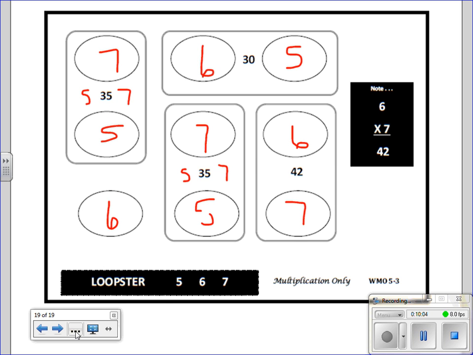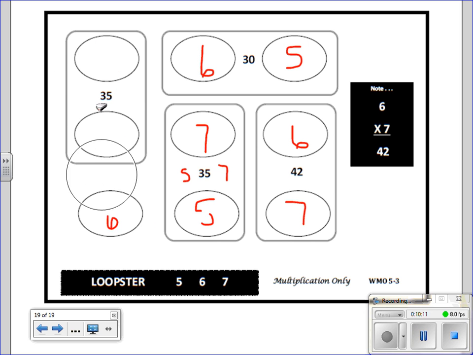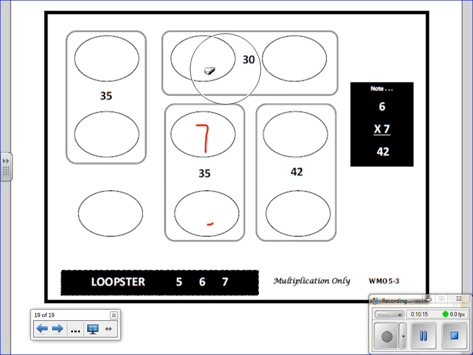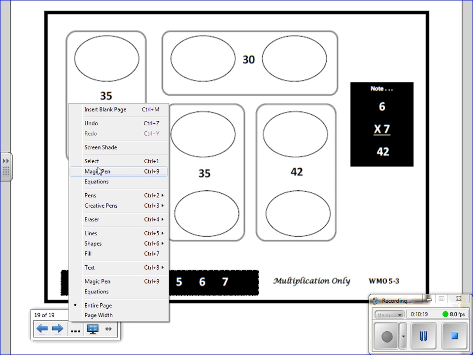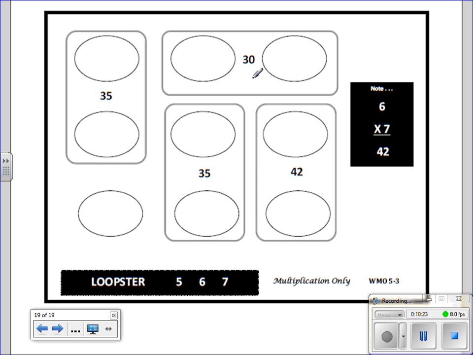Now, someone might ask, do I always have to go in that same order? No, you don't. So let's try it in a different way. Let's get rid of all of this. Let's say that I started the puzzle. Let me grab a pen back out. Let's go to blue. Okay, now let's say that I started here. What makes 30? Well, we know it's 5 times 6, but we don't know which way it goes.